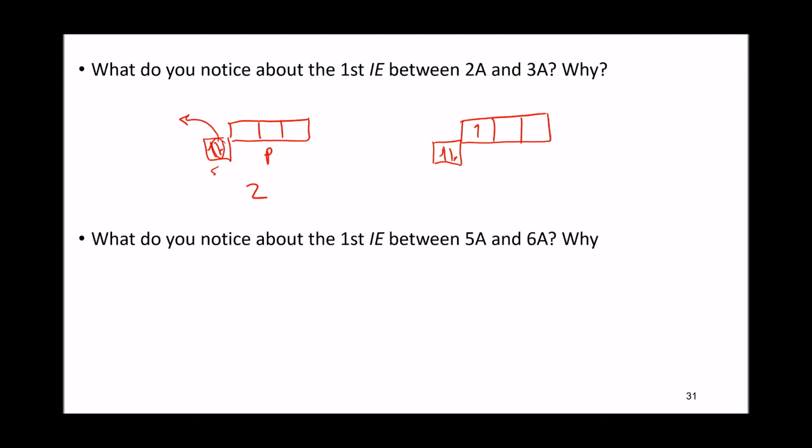What about the second case? You're removing an electron from a p orbital. Once you remove it, the p orbital will be completely empty and the s orbital will still stay filled.